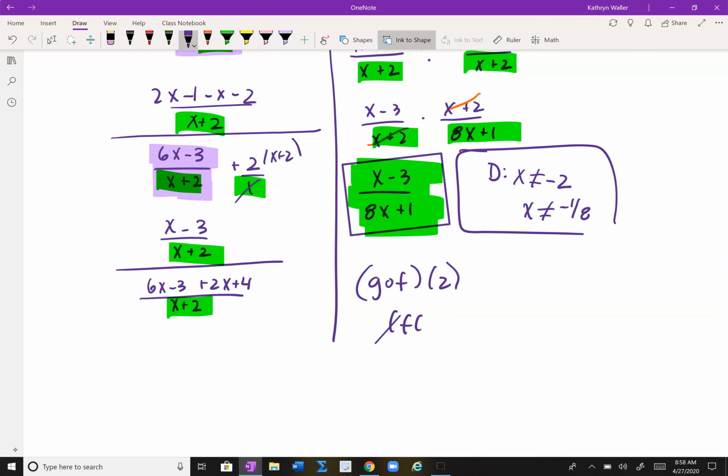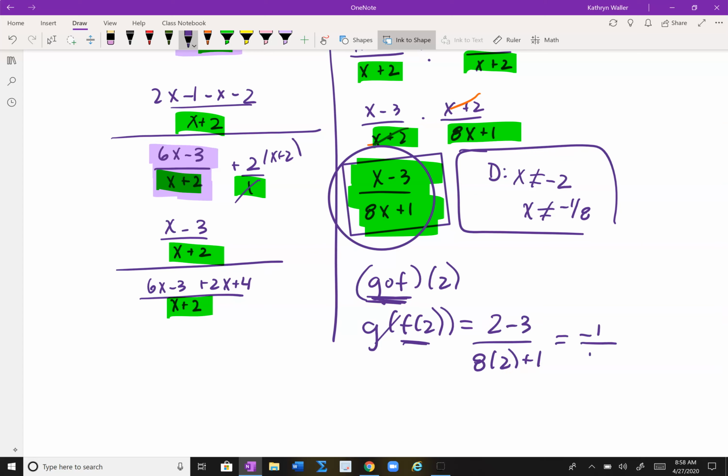So write it like this, g of f of 2. You could find f of 2, figure out what that is, and then plug it into g of x. That's always how I've done it. But see this g of f? That was actually the answer to part A. So I already know that that's g of f, and now I just want to go of 2. So I'm going to go 2 minus 3 over 8 times 2 plus 1. That gives me negative 1 over 17, and I'm done. 8 times 2 is 16 plus 1 is 17.